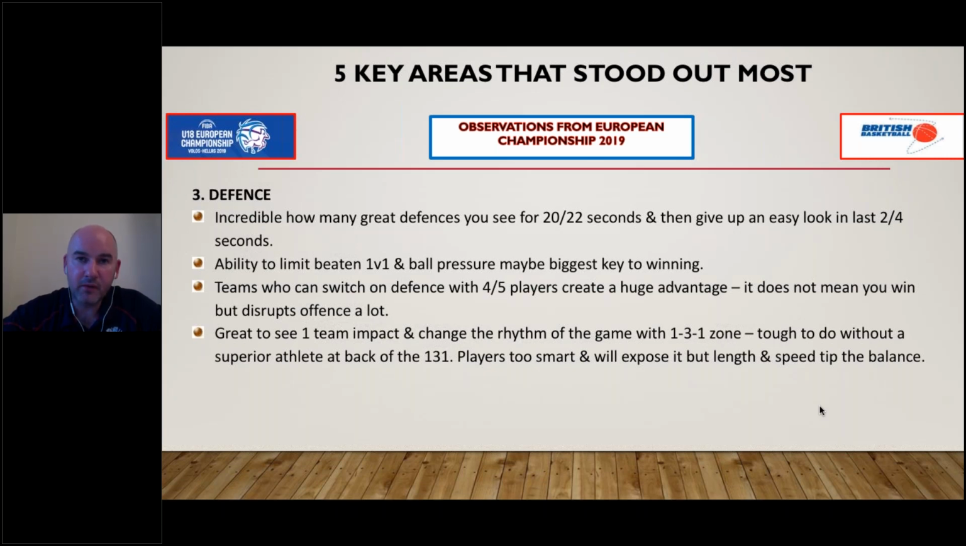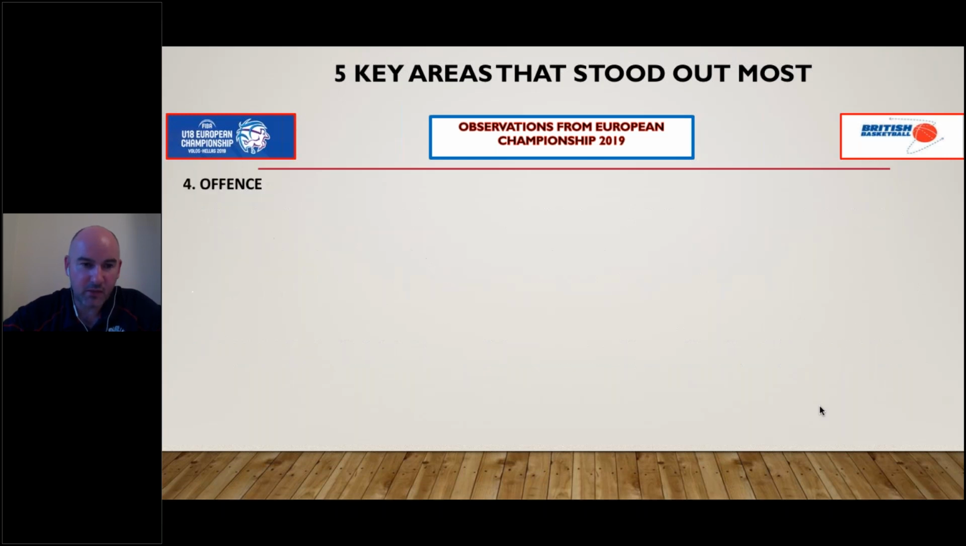And they were up 1 with 28 seconds to go or something in the quarterfinal against France. France called a timeout, came out of timeout, and Turkey went 1-3-1. And it was a game changer. But they had a guy at the back of the zone that could cover ground like a track star. And that was a big difference. His ability to get from one corner to the other was incredible. That was an interesting observation.